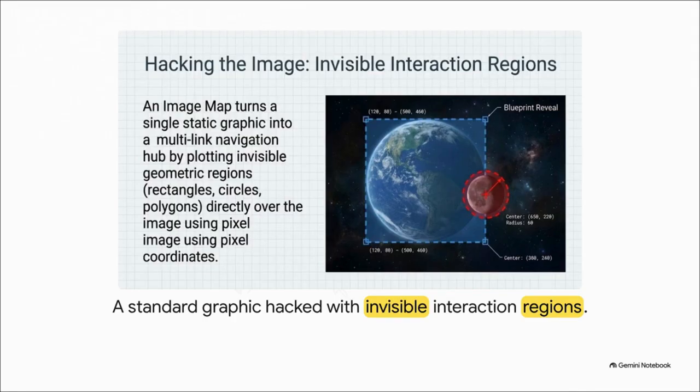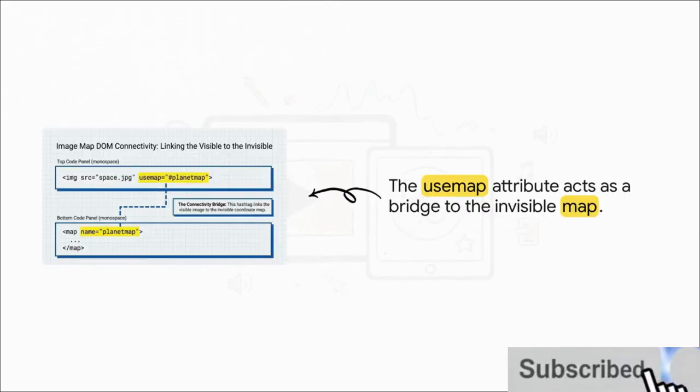It's like magic. But to make this magic happen, we need a connectivity bridge. Inside the image tag, there's an attribute called useMap set to #planetmap. That hashtag? It's absolutely everything. It wires the visible image directly to the invisible coordinate map defined right below it. Without that exact matching name and that little hashtag, the visible and the invisible never, ever talk to each other.